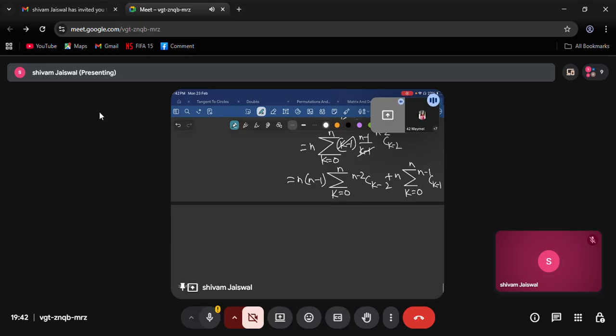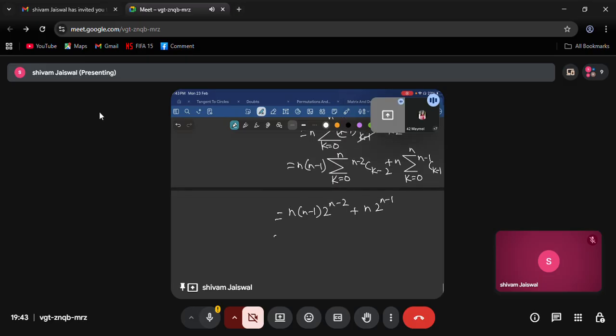Okay. Now I'm going to simplify. This is the sum of the binomial coefficients. So it will be n into n minus 1 into 2 to the power n minus 2. For k equal to 0 and 1, the terms are not defined. And over here also for k equal to 0, the term is not defined. So I'm not going to write it. So it will become n into 2 to the power n minus 1. Now you take common 2 to the power n minus 2. n into 2 to the power n minus 2 is common.